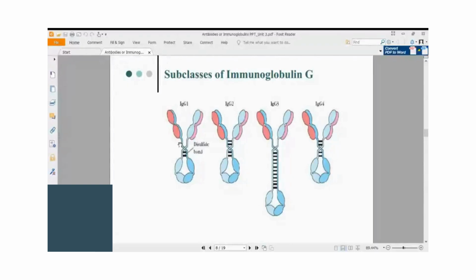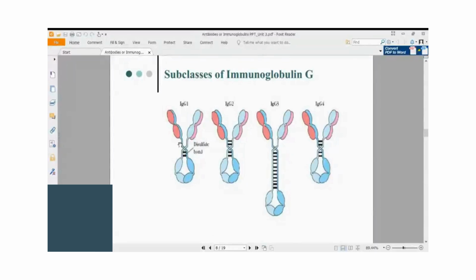Diffusion through the blood vessel, diffusion through the placenta is only possible for the IgG molecule. Okay, so it was the first one to reach the fetus, the first one to reach the site of infection by passing through the blood vessels. That is the tremendous ability of IgG.